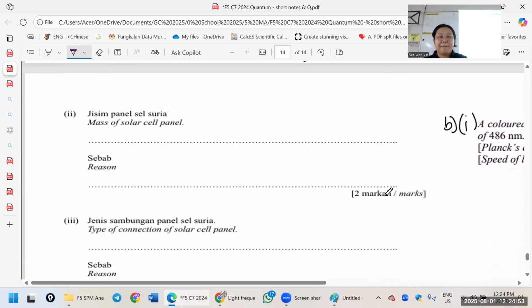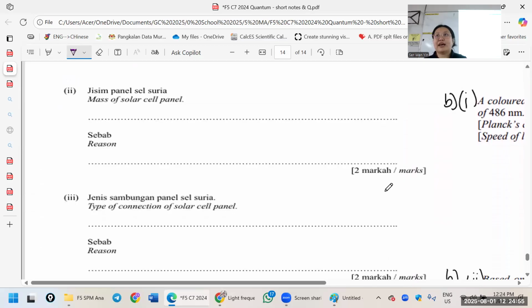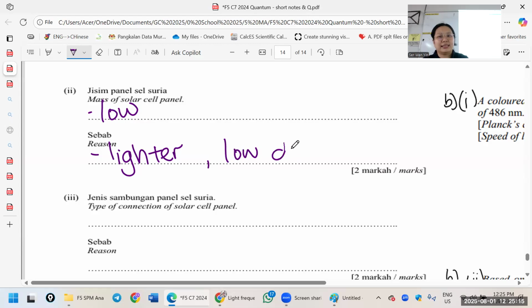Now, mass of solar cell panel. Yes, should be low. Why should be low? Lighter. Yeah, low. You always make it as a packet. Low mass, lighter, low density. Can?